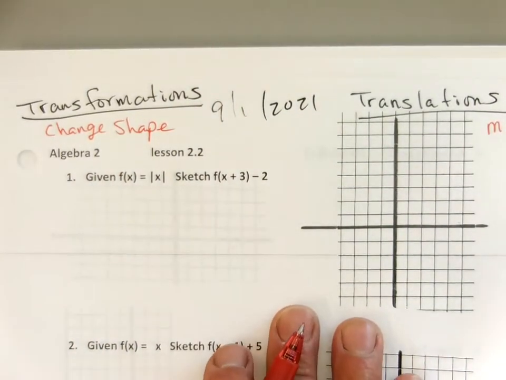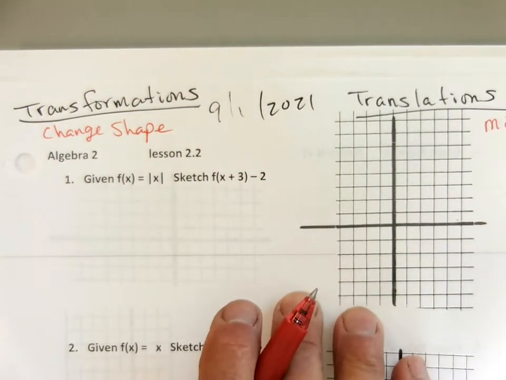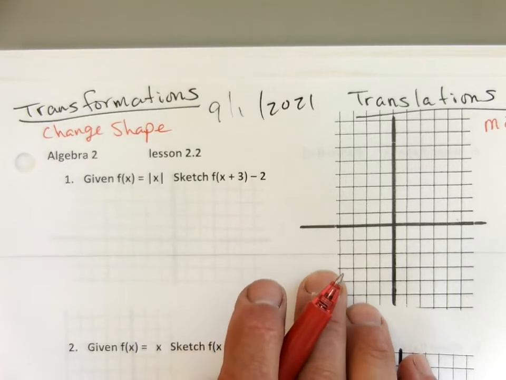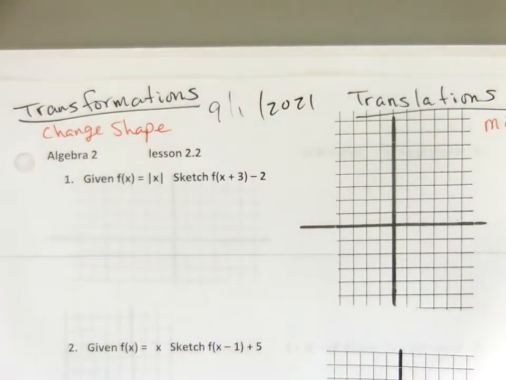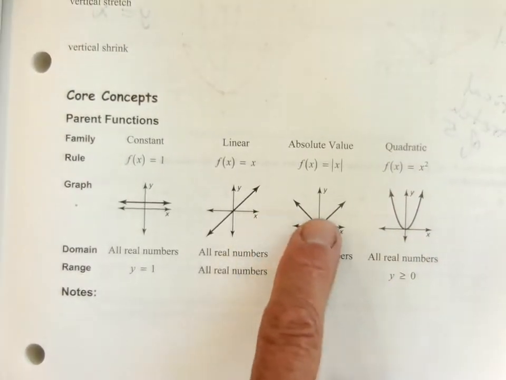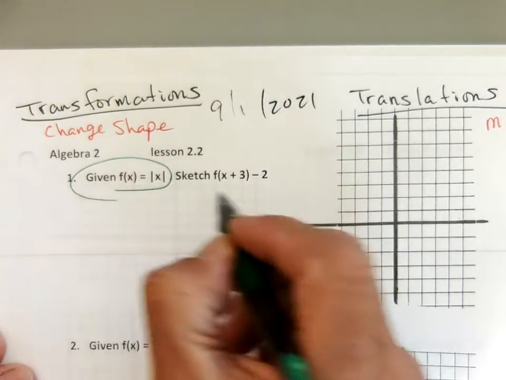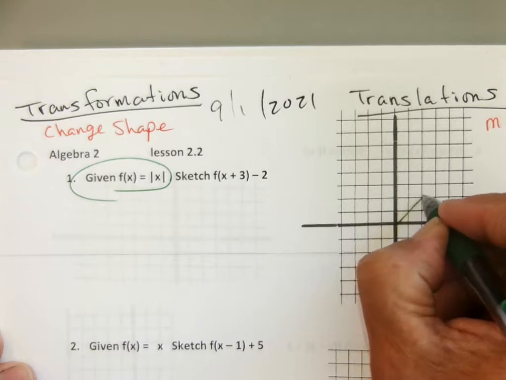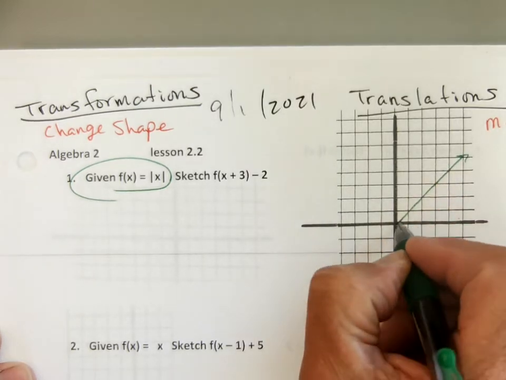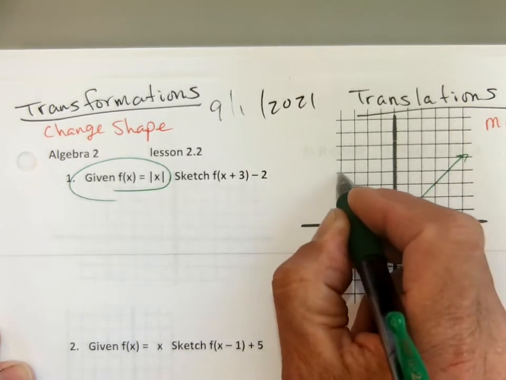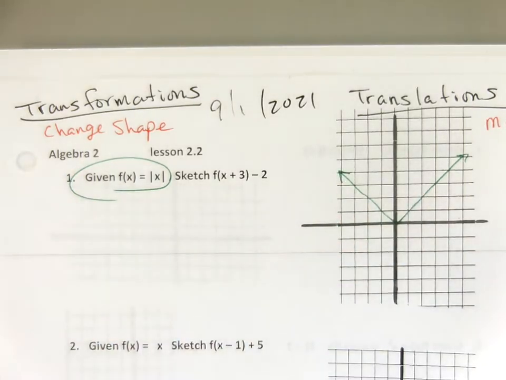So let's do that. In example 1, it says given f(x) equals absolute value of x. If you're not sure what that graph looks like, we have that in our notes, right? There it is. It looks like that. It's the V. There's my absolute value of x. So I know that the parent function, I'll put in green, looks like that. There's my parent function.